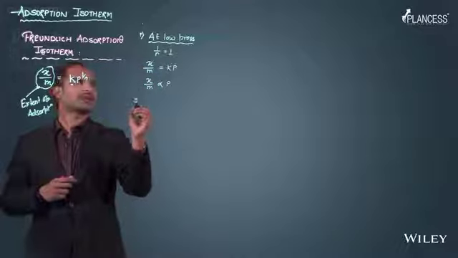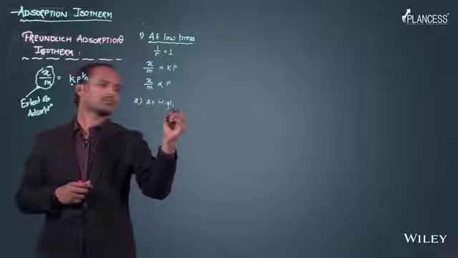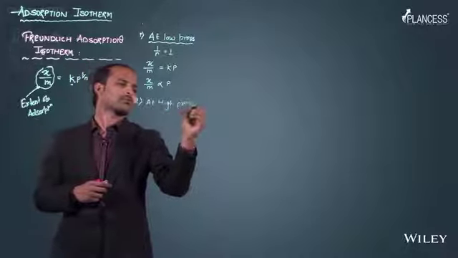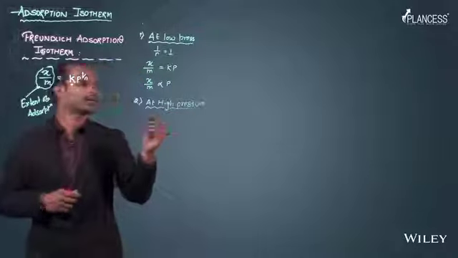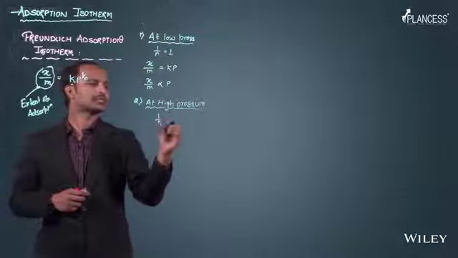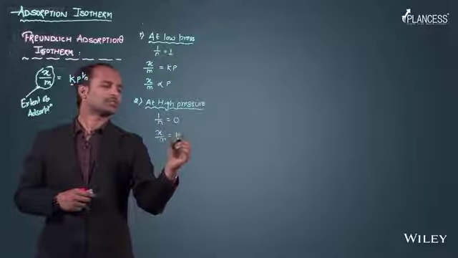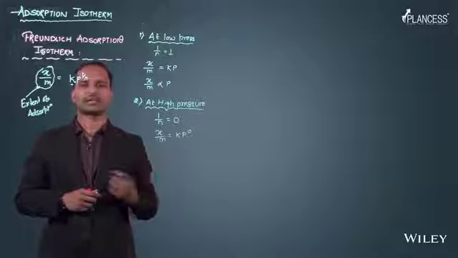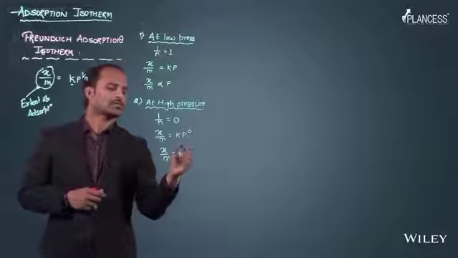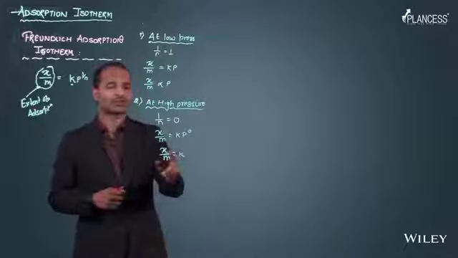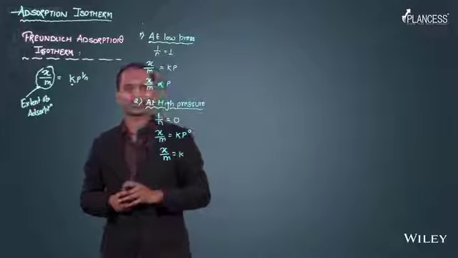The second one: what happens at high pressure? At high pressure 1 upon n is equal to 0, and if 1 upon n is equal to 0, then x upon m is equal to kp raised to 0. Anything raised to 0 is 1, so x upon m is equal to k. It means the rate of adsorption becomes constant. It means the rate of adsorption does not depend upon the pressure.